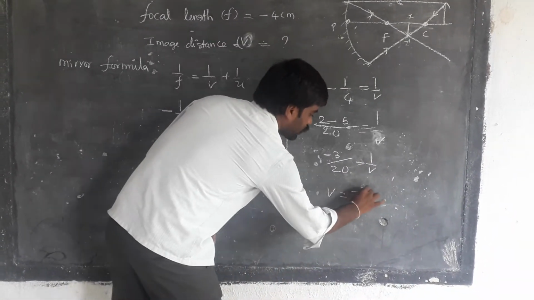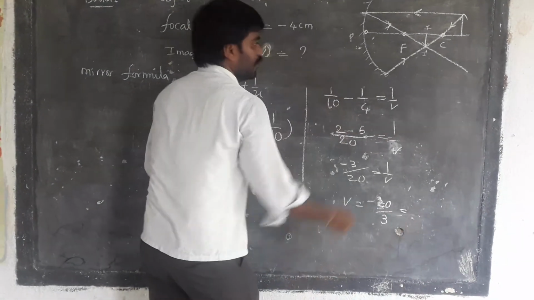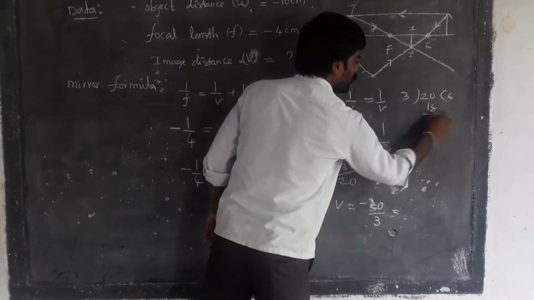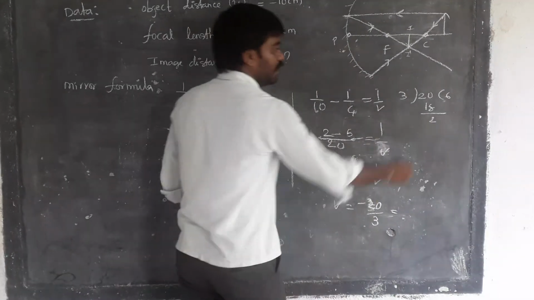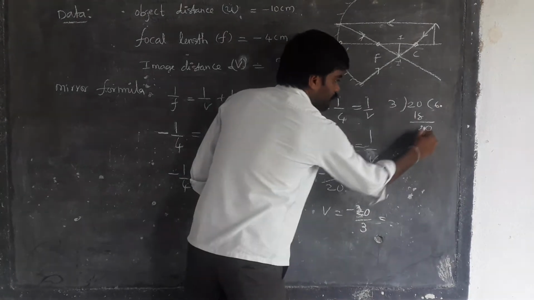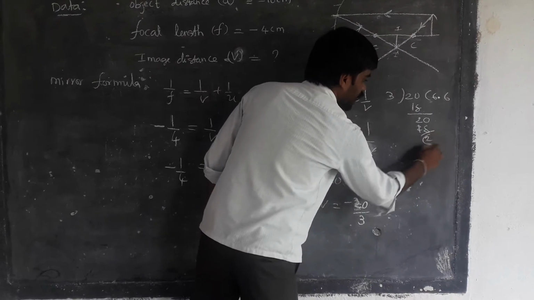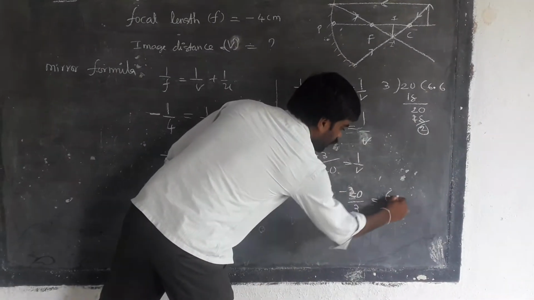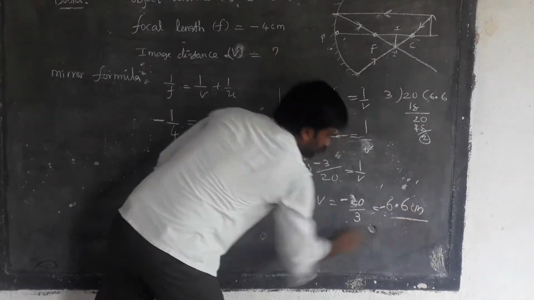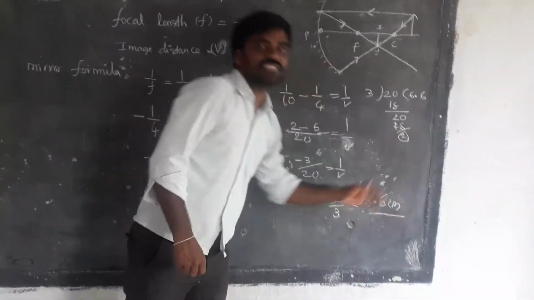Then v value we are going to write as minus 20 by 3. Here we are familiar with how to do such type of problems. 3 6s are 18, we can get 2 as remainder. Here the point will come. When you put the point, ultimately it should bring down the 0. Here 3 6s again 18, again 2 is the remainder. From this we can get 6.6. Then sign negative. Then what is the v value? V is equal to minus 6.6 centimeters.